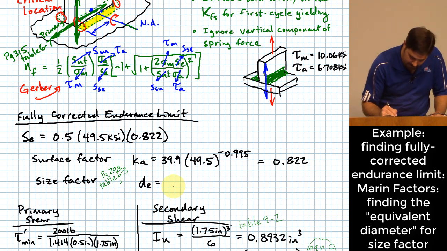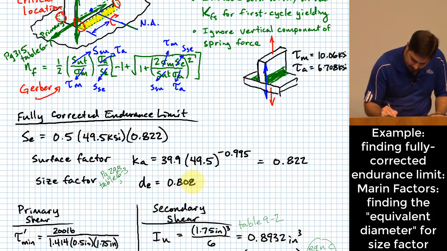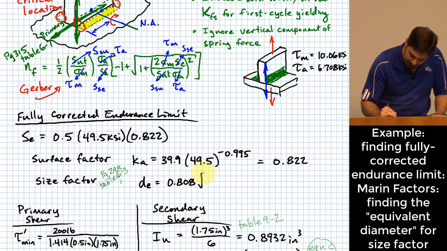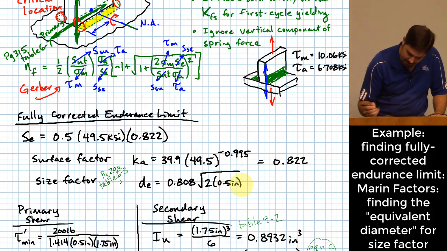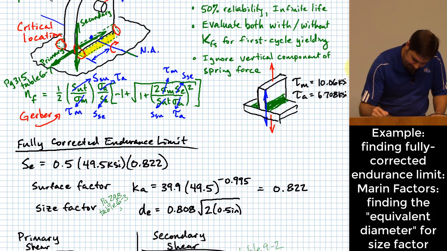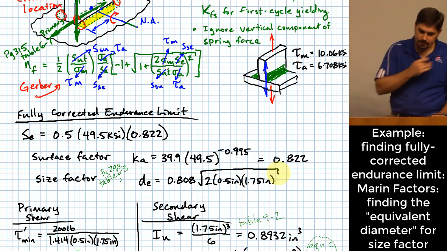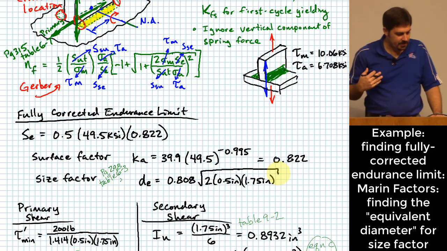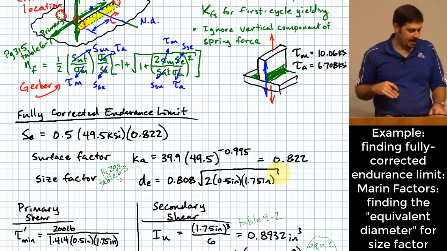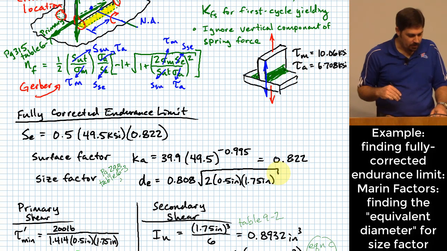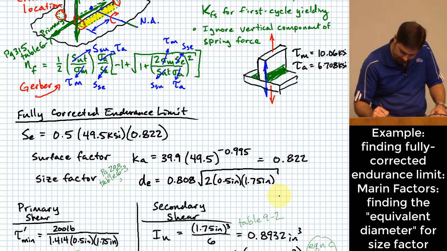D sub E ends up being 0.808 times the square root of 2 times the weld size times B. And B was 1.75 inches. So this gives me an effective diameter that I can apply into that K sub B equation. This winds up giving me 1.069 inches.